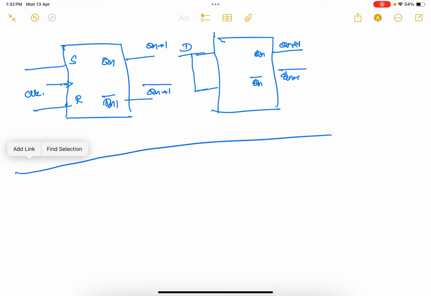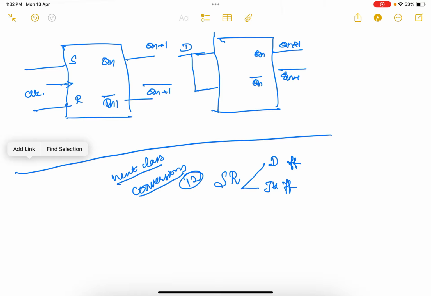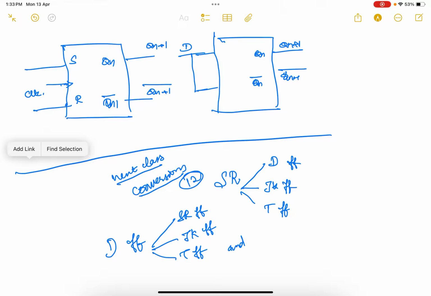Clear? So I think all of you are clear with the flip-flops. In our next class we will see about the conversions. I told you there will be nearly 12 conversions. We will start with SR, how to convert SR to D flip-flop, JK flip-flop or T flip-flop. In a similar fashion we will see the conversion of the D flip-flop to SR flip-flop, JK flip-flop and T flip-flop and so on.